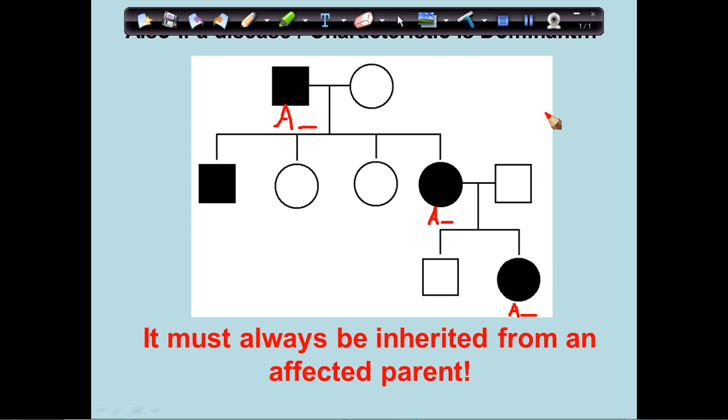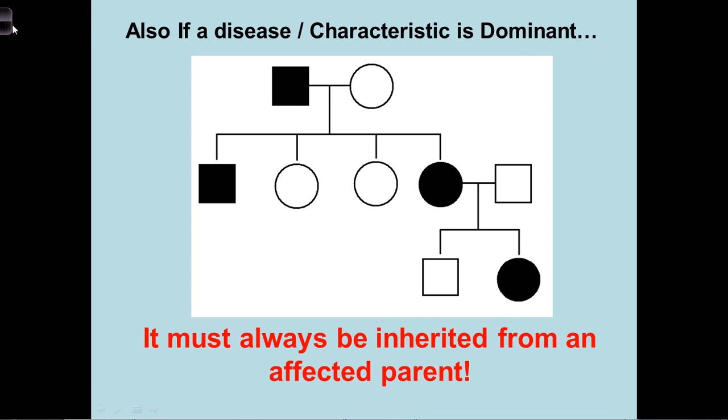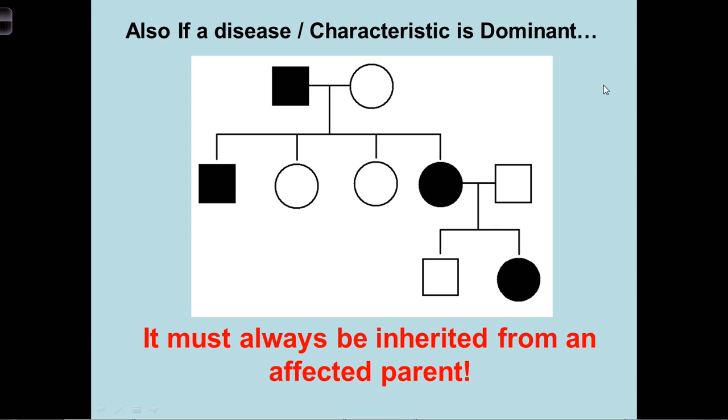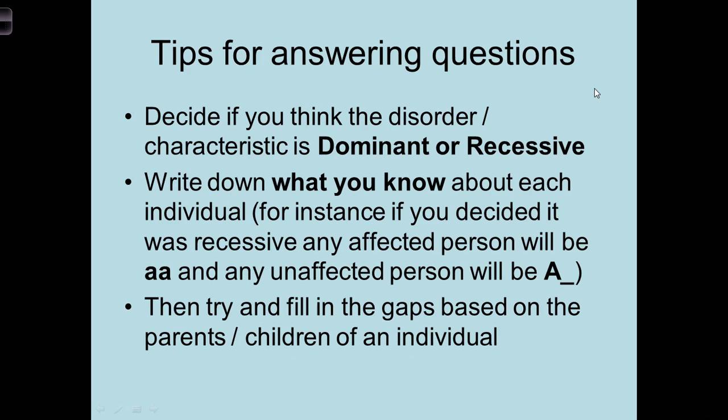Alright, so it's much more likely that if a condition is dominant, you'll see it in every generation. So those are your clues. Let's look at another example, or I'll give you a few tips to actually answer these pedigrees. Tips: decide firstly whether it's dominant or recessive.